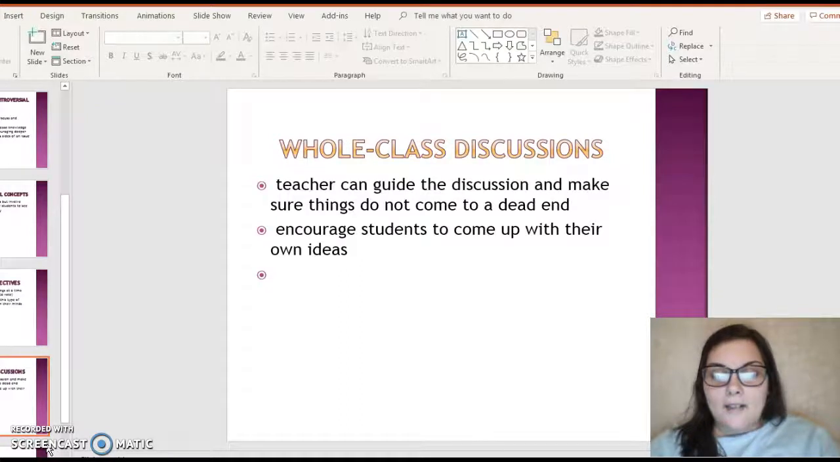Whole class discussions. Teachers can guide this discussion and make sure things do not come to a dead end, and they can encourage students to come up with their own ideas. So sometimes you can let the kids come to the front of the classroom and lead the discussion, or the teacher can start the discussion, and the students can chime in where they feel like they need to, or they can listen to the rest of the classmates.